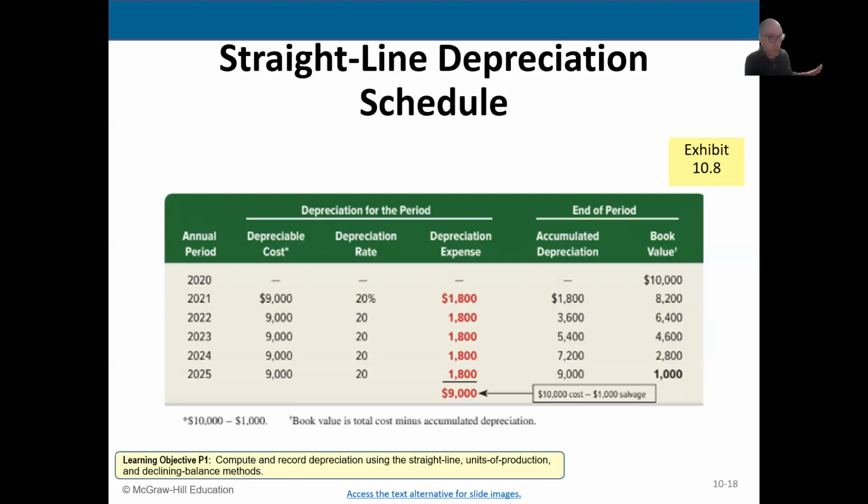See? Any questions on straight line depreciation before we jump into units of production? We're okay? Straight line depreciation, any questions? Going once, going twice, we're good? Okay, I trust y'all.